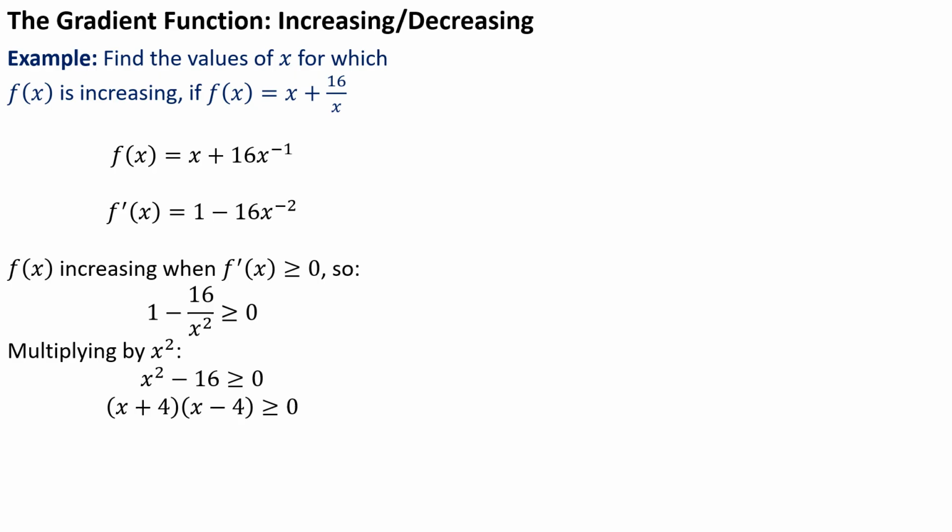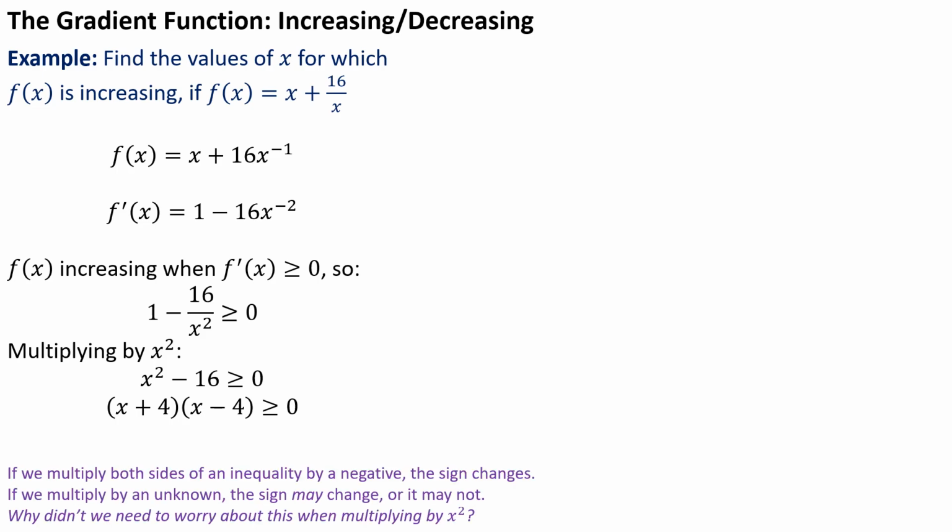And this is a quadratic inequality. We can solve it by first factorizing and then identifying critical values. But first of all, there is something that's just happened dealing with an inequality that we need to be a little bit cautious of. In general, if you multiply both sides of an inequality by a negative number, then the sign changes, perhaps from greater than to less than, etc. If you multiply both sides by an unknown, like x or 7x cubed minus 3, then the sign might change or it might not. And in fact, more precisely, depending on the value of that unknown, the sign will change or it won't. Why was that not a problem for us?